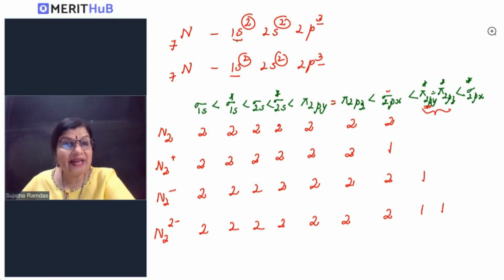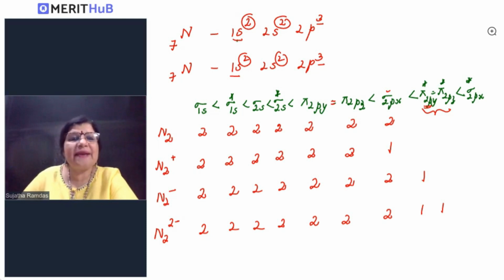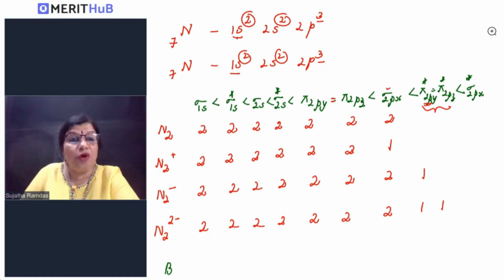Now, before I calculate the bond order, we notice that N2 plus, N2 minus 1 and N2 2 minus have unpaired electrons. So these three species are paramagnetic, whereas the nitrogen molecule is diamagnetic. Okay, now let's calculate the bond order. We'll do it on the same page. So we have all the data here. Let me first write down the formula. Let me make you recollect the formula of bond order.